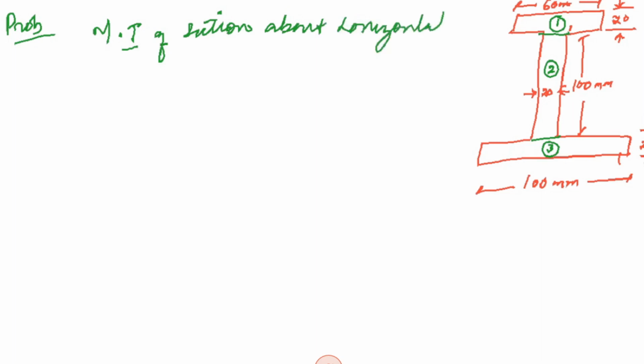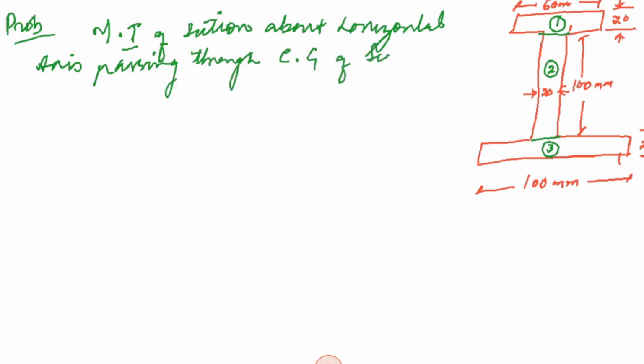About the horizontal axis which is passing through the center of gravity, CG, of the section. We simply have to find out the moment of inertia.